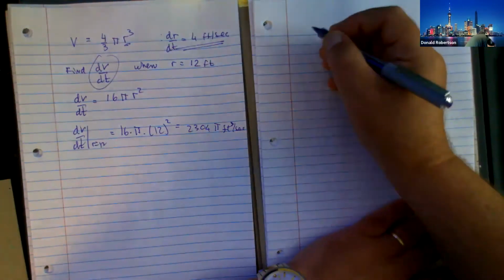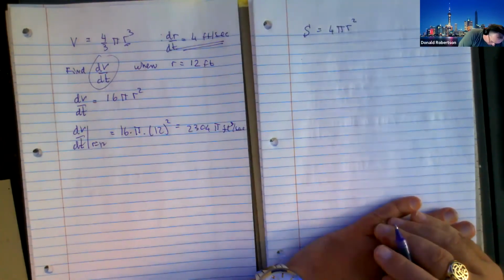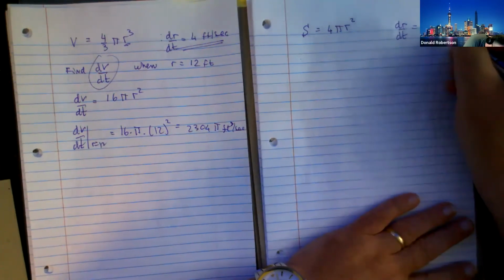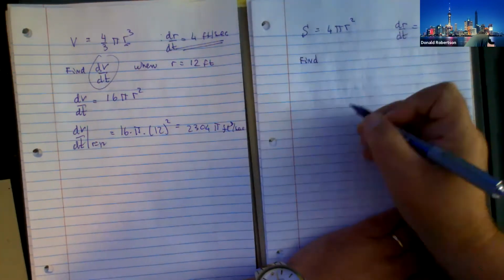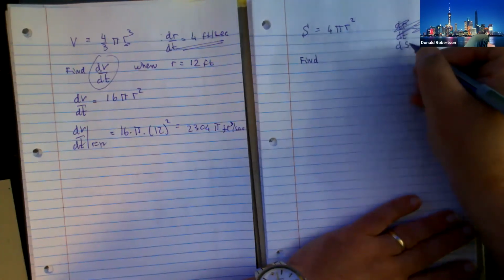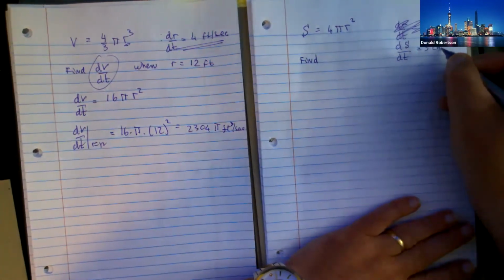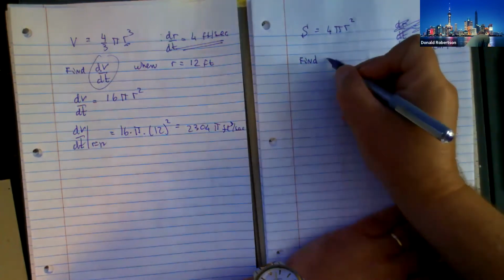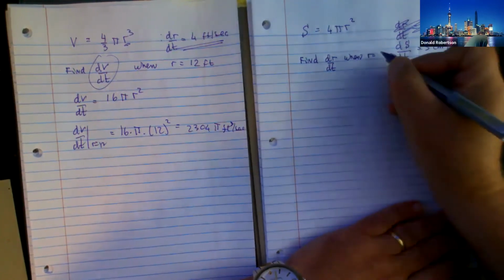Here's another version of that same thing. The surface area of a sphere happens to be that guy. And the rate of change of r with time is going to be 3 centimeters per second. And we are being asked to find the rate of change of the surface area is 3 squared centimeters per second. So I'm going to tell you that, and I'm going to ask you to find dr by dt when r is 5 seconds.